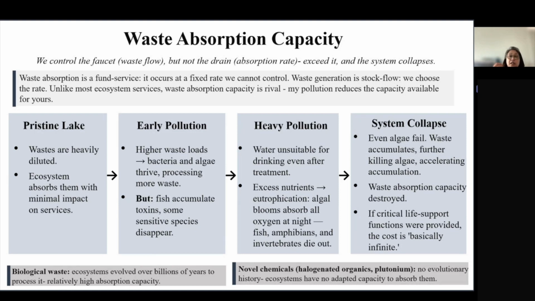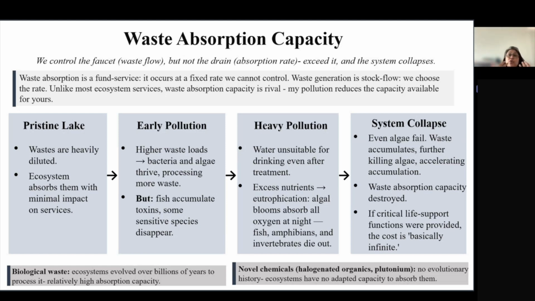For example, what happens to a lake as pollution increases? It is a progression that is tragically familiar in many parts of the world. In a pristine lake, wastes are heavily diluted, so the ecosystem absorbs them initially with minimal impact on its functioning. But as pollution increases in the early stage, higher waste loads cause bacteria and algae to thrive, exactly what I showed in the sustainable yield curve. They are processing the additional material. But even at this stage, fish begin accumulating toxics, and sensitive species begin to disappear.